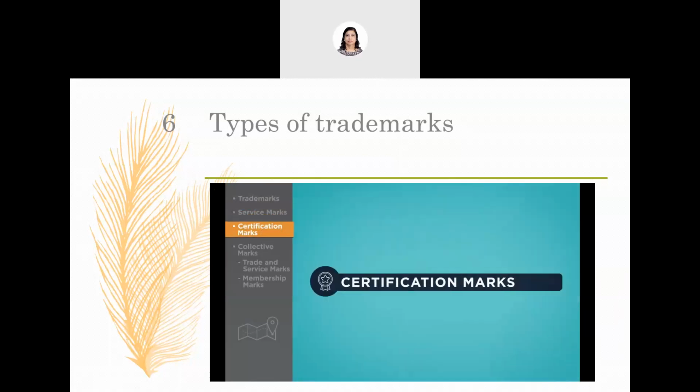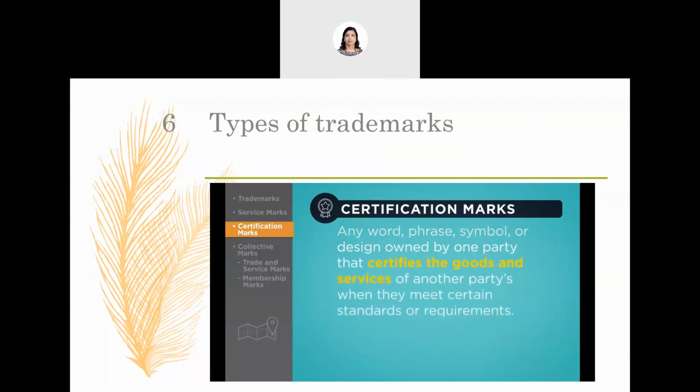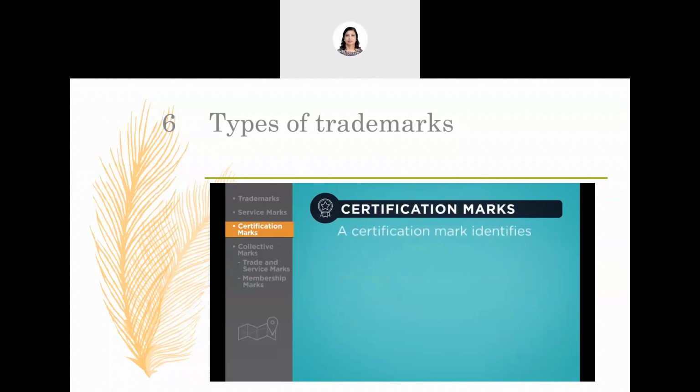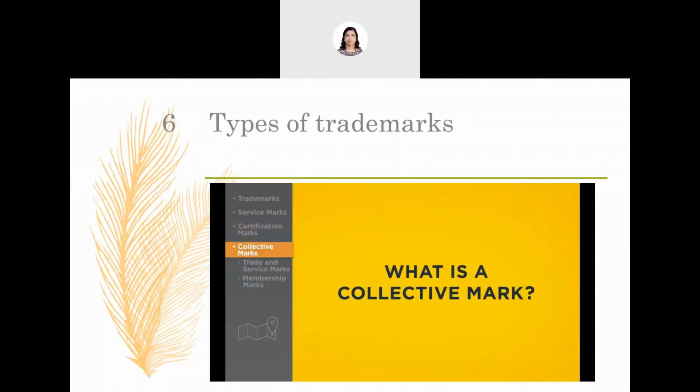What is a certification mark? A certification mark is any word, phrase, symbol, or design, or a combination of any of these, owned by one party that certifies the goods and services of another party when they meet certain standards or requirements. A certification mark identifies either the nature of a product or service, for example, that it meets the quality standards needed to receive the Good Housekeeping Seal of Approval, or the origin of products or services, as in the certification mark Washington State given to apples grown in that state.